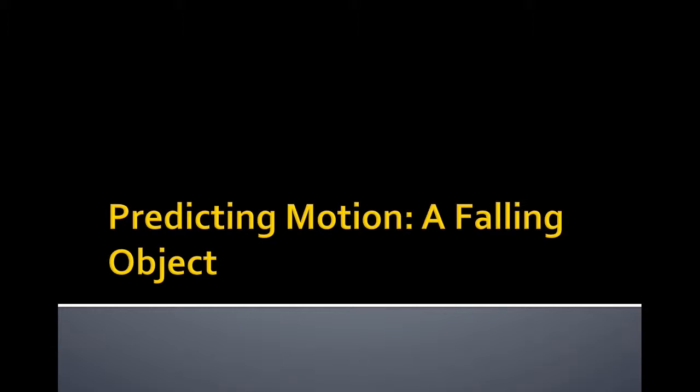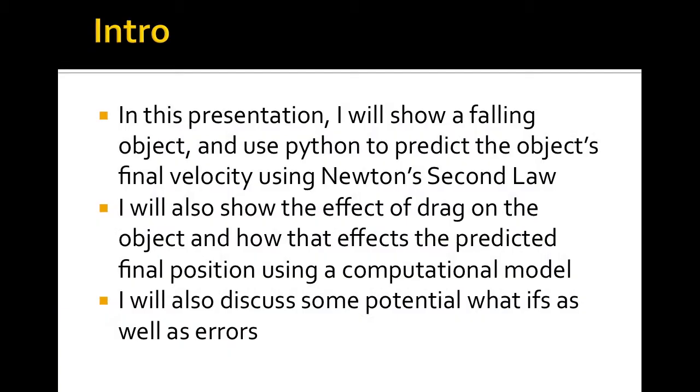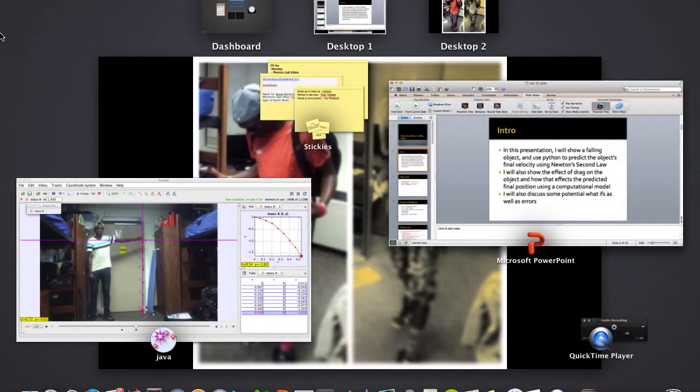Predicting motion, a falling object. In this presentation, I will show a falling object and use Python to predict the object's final velocity and final position using Newton's second law. I will also show the effect of drag on the object and how that affects the predicted final position using a computational model. I will also discuss some potential what-ifs as well as errors. So first I will show you the video using Tracker.